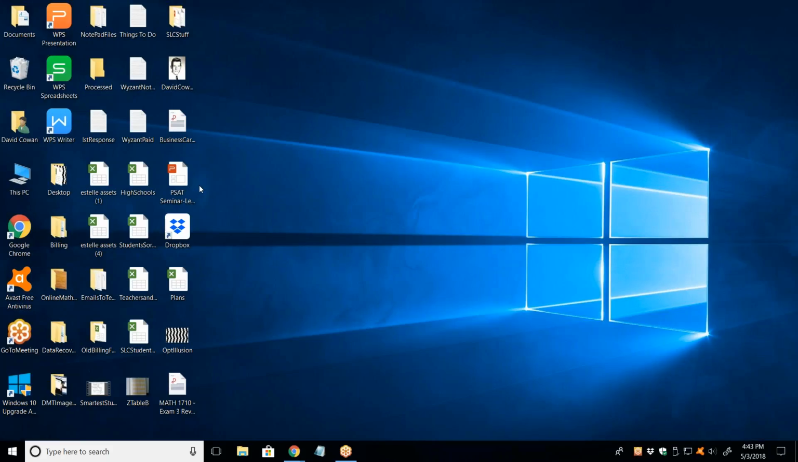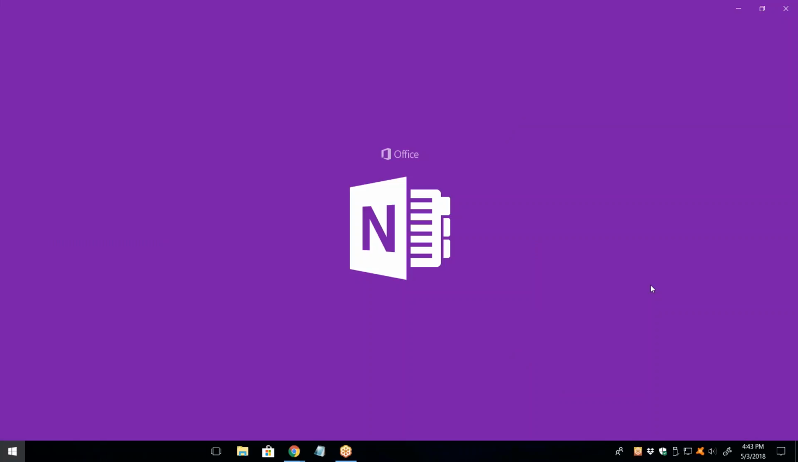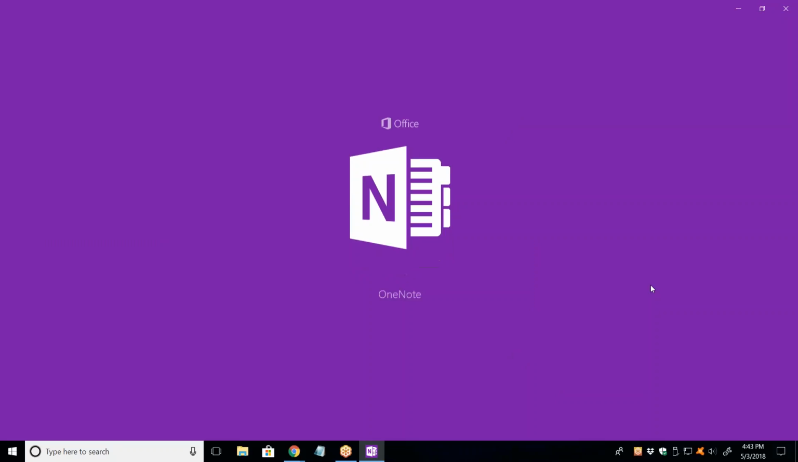I have no idea what happened. My screen just disappeared on its own. Sometimes it does that. Sometimes I can get it back. Sometimes I can't. At least not without rebooting my computer. Let's see where we're at here.